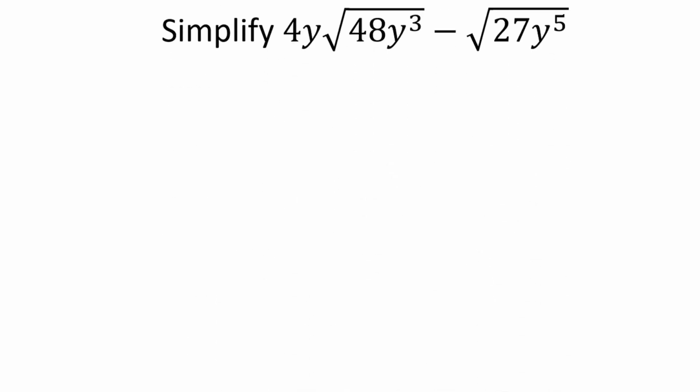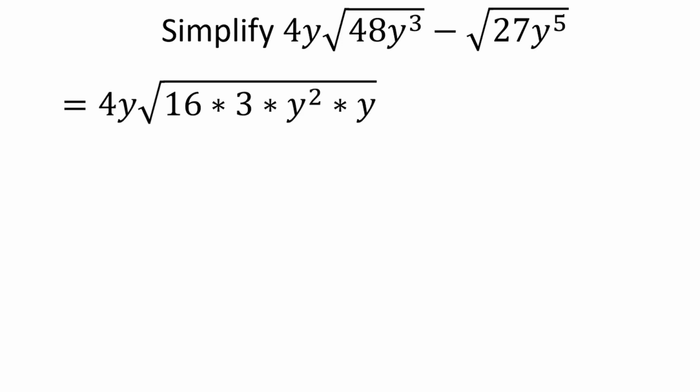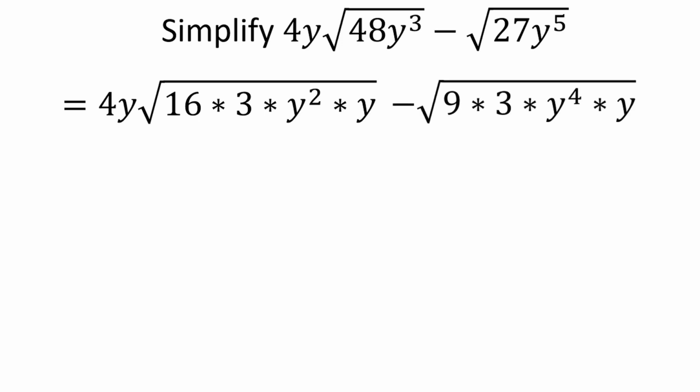Okay, let's try one more problem involving variables. We have 4y times the square root of 48y to the third minus the square root of 27y to the fifth. Neither of our square roots have perfect squares in them. We can rewrite the first term as 4y square root of 16 times 3 times y squared times y, and we can rewrite the second term as negative square root of 9 times 3 times y to the fourth times y.